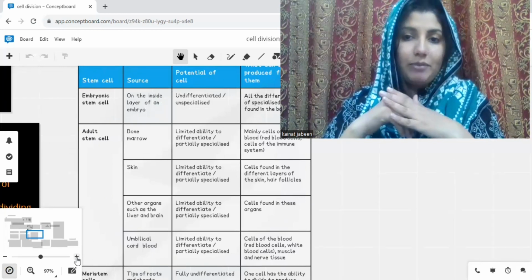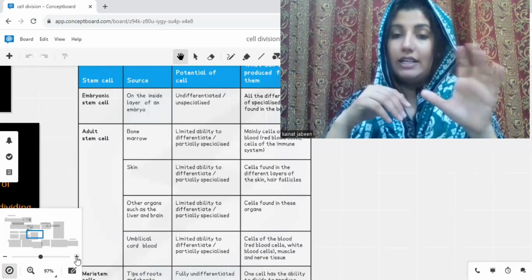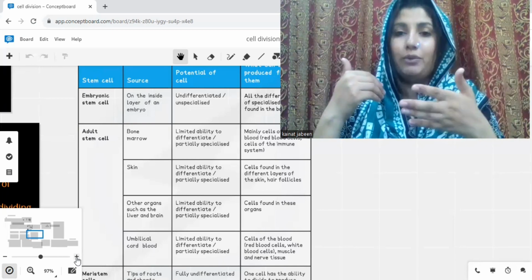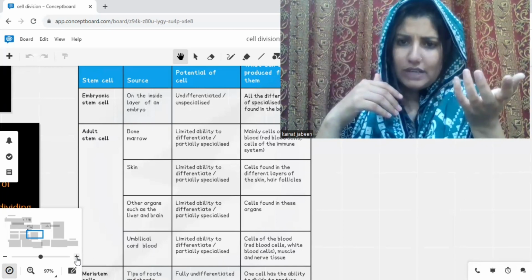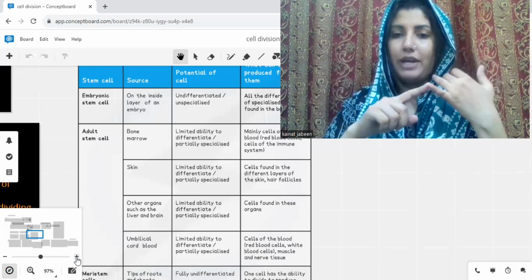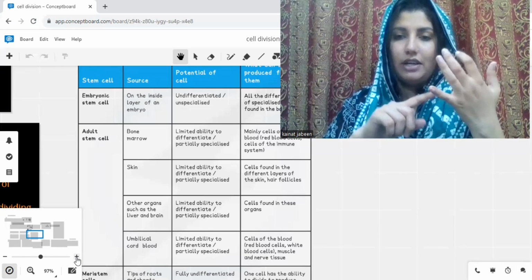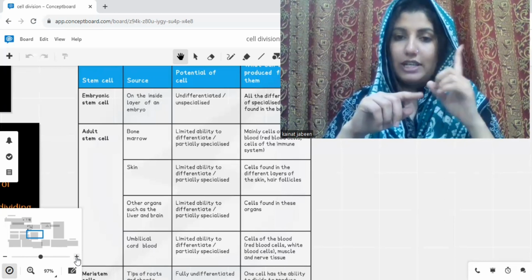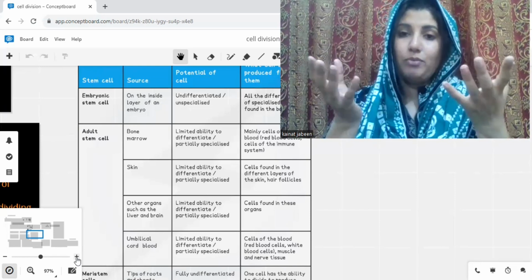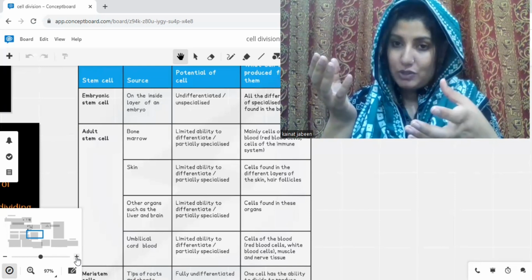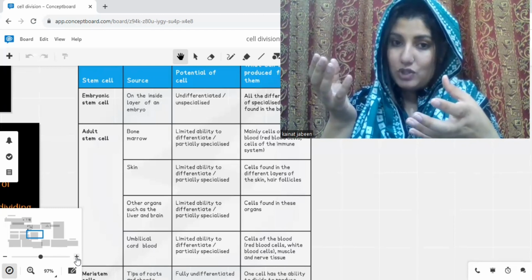Now, the second type is the adult stem cells. All humans, like me, like you, anyone, have adult stem cells. Different types of adult stem cells are found in the bone marrow, skin, liver and brain, and umbilical cord blood. So let's start with the bone marrow. Bone marrow cells are undifferentiated, or you can say partially specialized. They are not completely specialized.